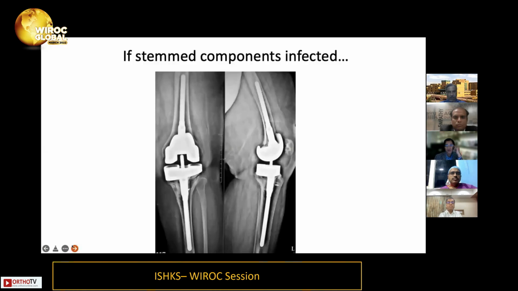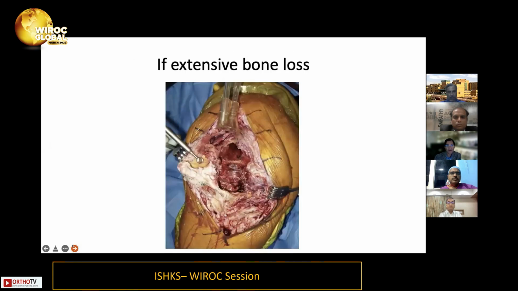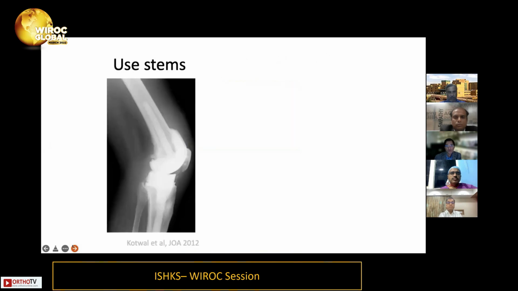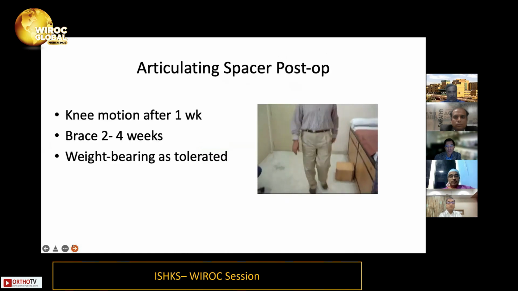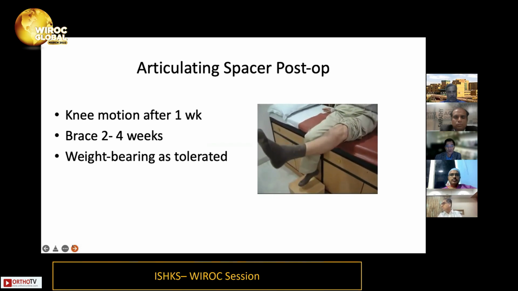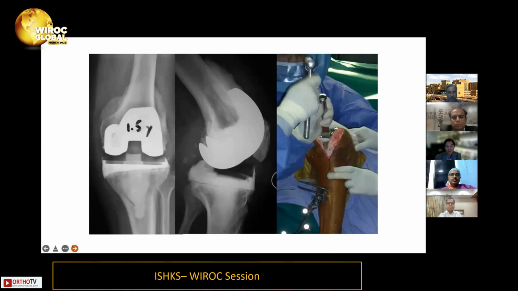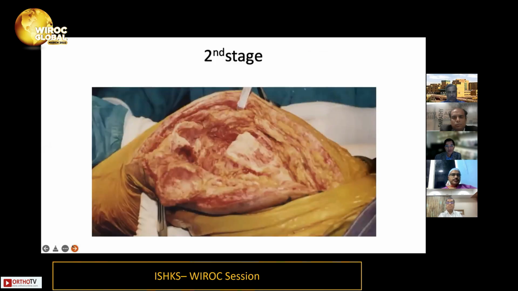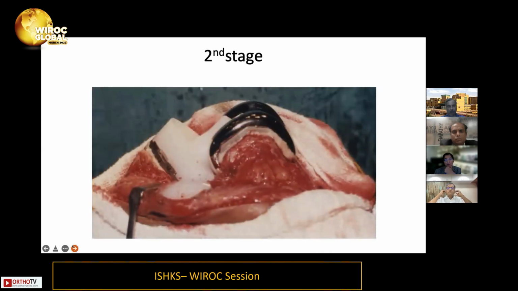Now, if the stemmed components are also infected and the canals are infected, then I would use cement dowels over a K-wire. If there's very severe bone loss, you can use stems along with the spacer or a rod and a static spacer. This is a patient with an articulating spacer post-op. We allow motion after a week, brace for 2 to 4 weeks, and weight bearing as tolerated. The second stage, timing, remains controversial and is based on several factors that need to be considered. Generally, implant removal is not a problem. And again, a thorough debridement is done at the second stage, followed by insertion of the final prosthesis with cement.